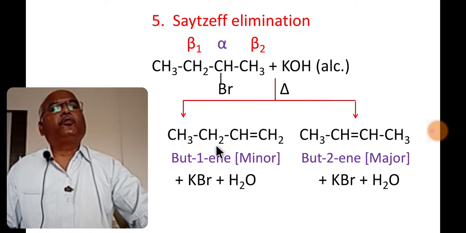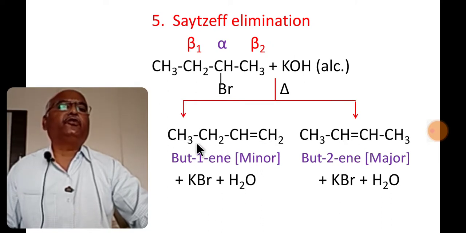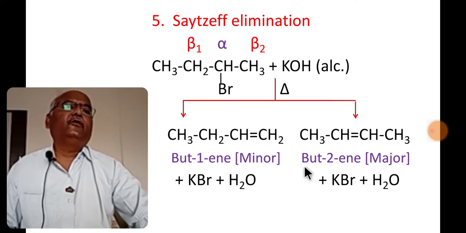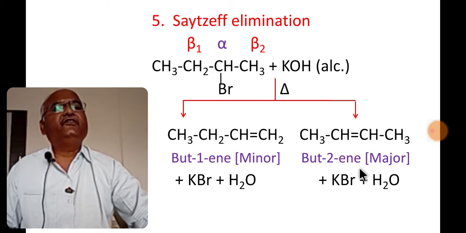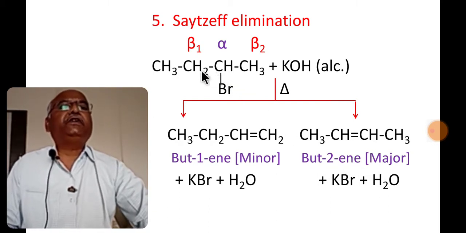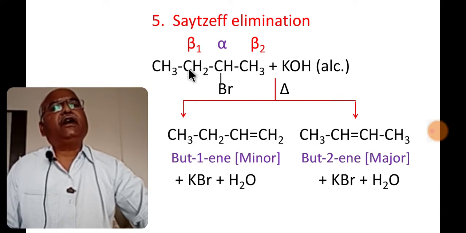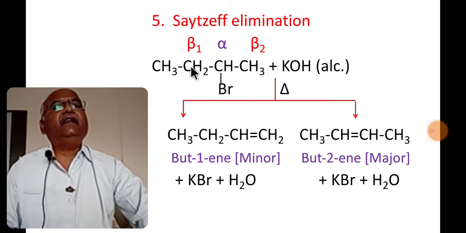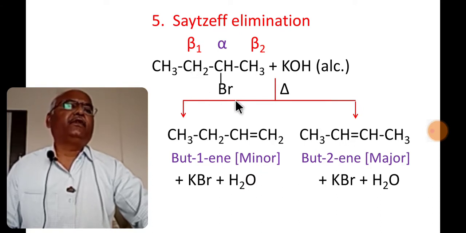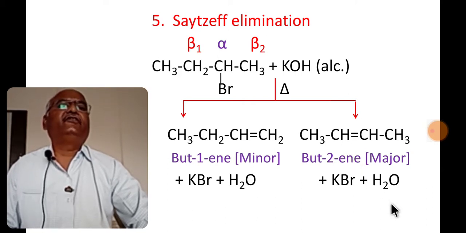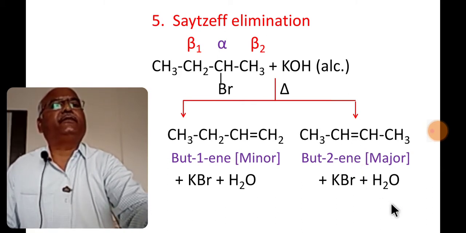Here two products are produced, but-1-ene and but-2-ene. But-1-ene is the minor product, whereas but-2-ene is the major product. In this example, the beta hydrogen from beta 1 carbon is removed, and because of this, highly substituted alkene is formed as the major product. So this is Saytzeff's reaction or elimination.